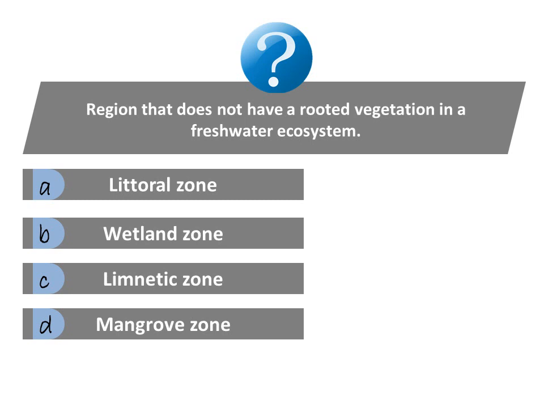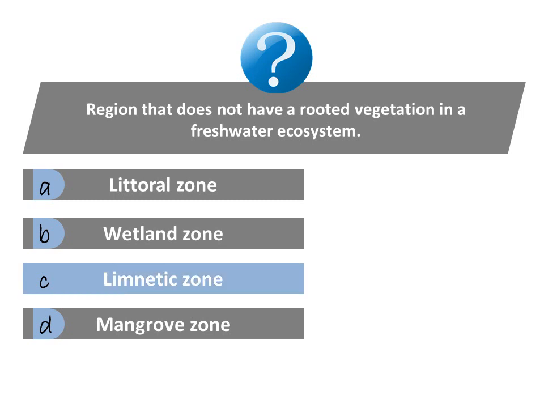Next, region that does not have a rooted vegetation in a freshwater ecosystem. A. Littoral zone, B. Wetland zone, C. Limnetic zone, or D. Mangrove zone. So, ito daw ay isang rehiyon kung saan wala kang makikitang rooted vegetation or yung mga tanim-tanim natin na may mga ugat. Okay? So, the correct answer is letter C.